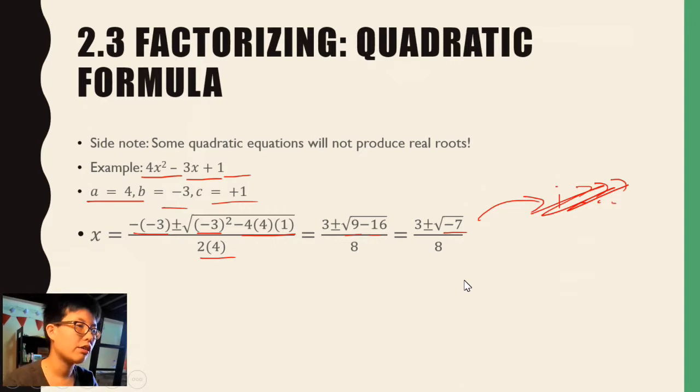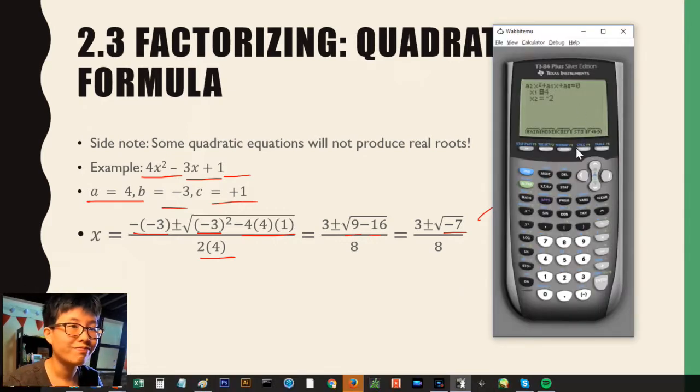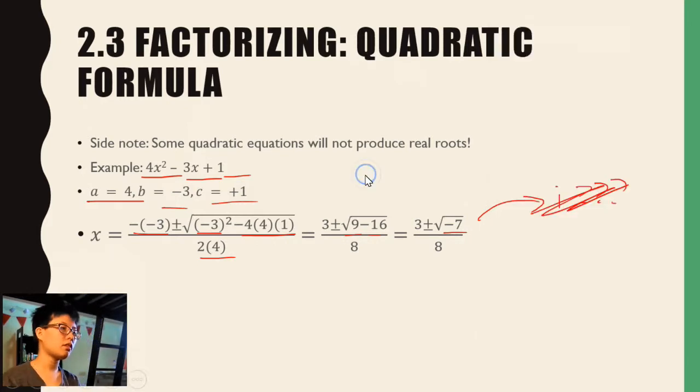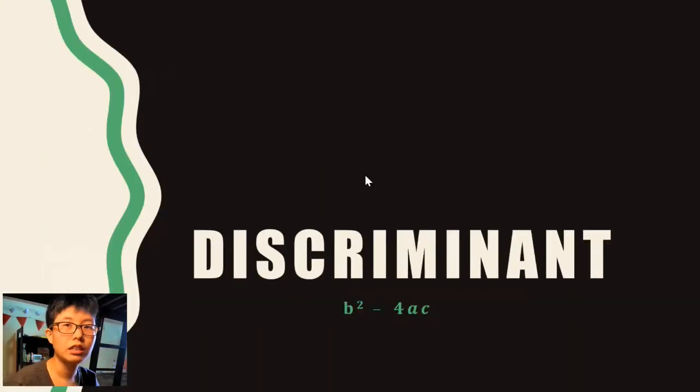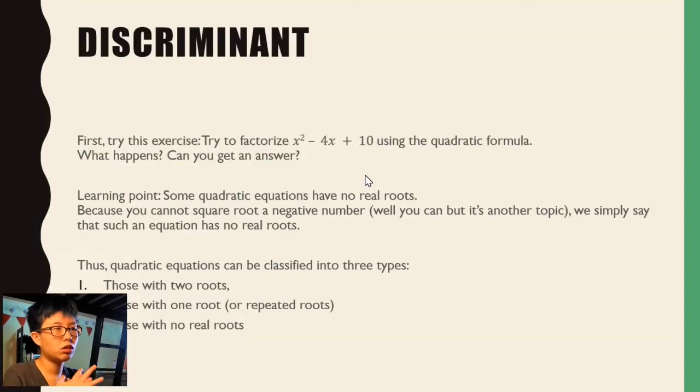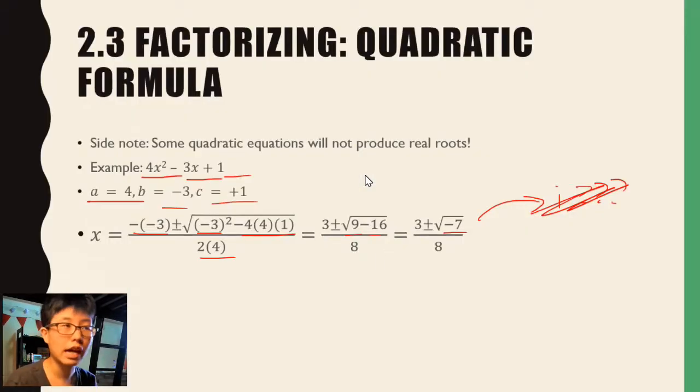So what that looks like on the calculator is that if we try to put this in, we'll put in 4, negative 3 and positive 1, and we'll try to solve it, but it can't be found, and it says that there are no real roots. So that is the end of factorizing, but I'm just going to be talking about discriminants since it's a related topic. So just now we tried an equation that wouldn't give us any real roots.